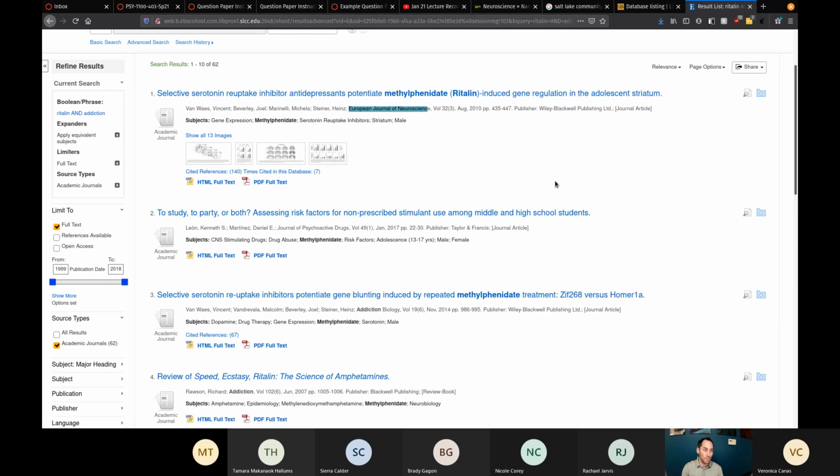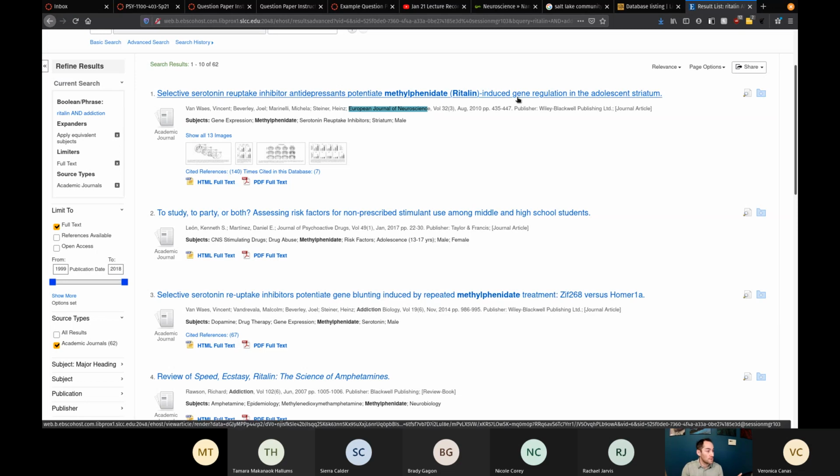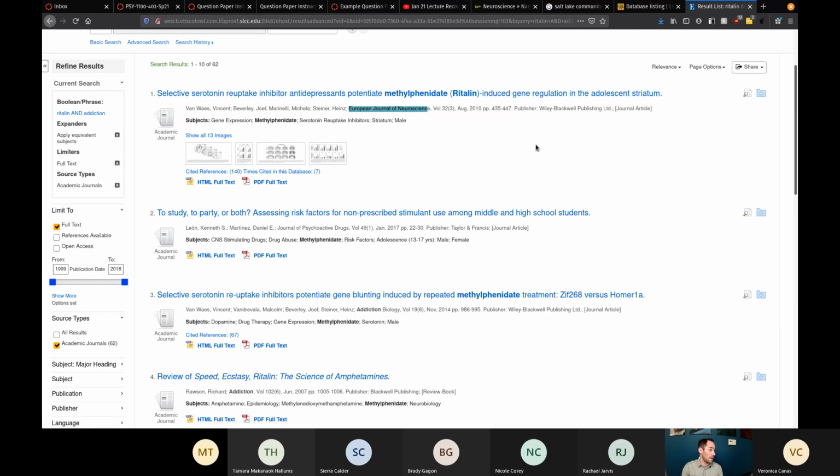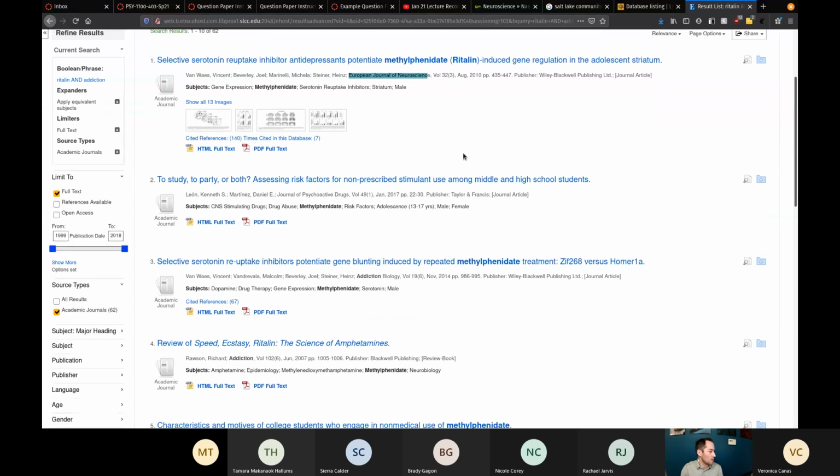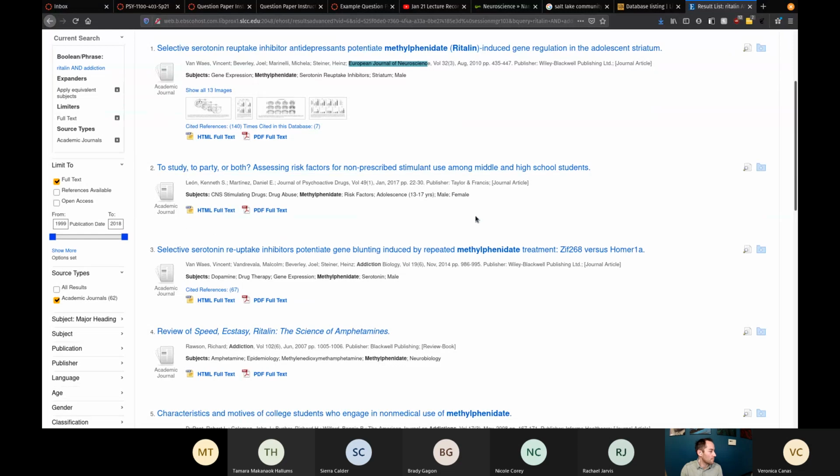So again, I'm looking for Ritalin. Does it lead to addiction? Maybe some other side effects of Ritalin. So here we've got Ritalin-induced gene regulation in the adolescent striatum. And that doesn't sound like it would help me at all in this case, but it does sound kind of interesting. So maybe I'd save that for later, where I probably wouldn't read it because of time.